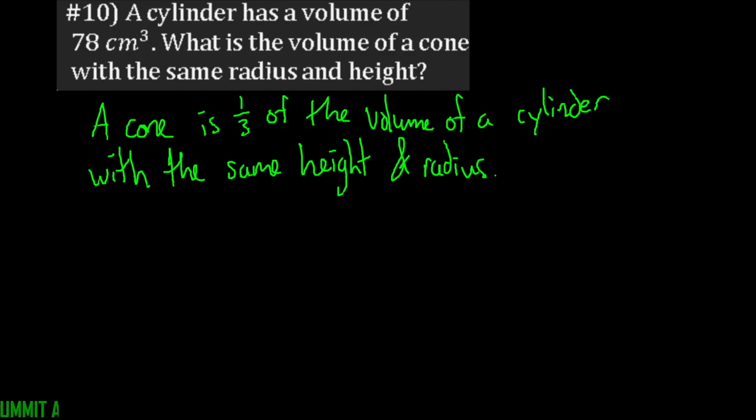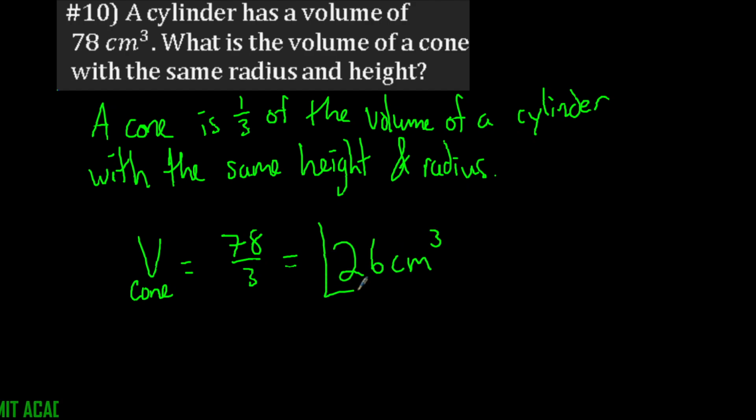So what I'm going to do is this. I'm going to say the volume of the cone is going to be equal to 78 divided by 3, which is the same as 26 centimeters cubed. So just to save some time, be able to calculate that for yourself by dividing by 3.